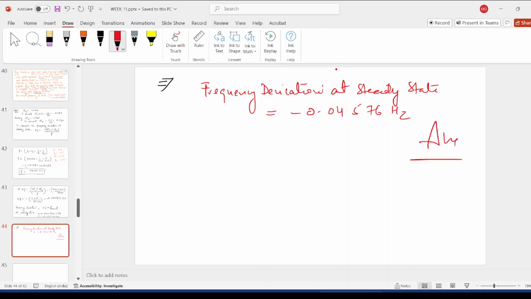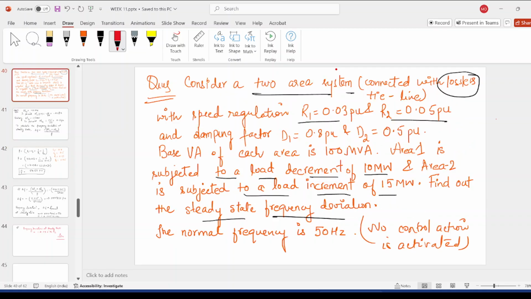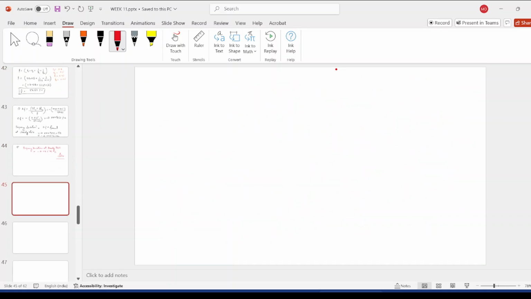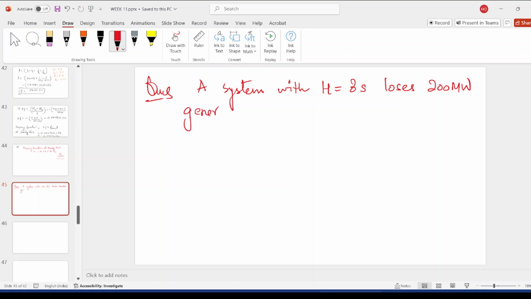So this is how we are going to solve this question. Now coming towards the next question. In the next question, a system with H equal to 8 seconds loses 200 megawatt generation.